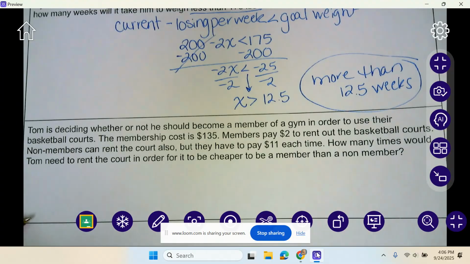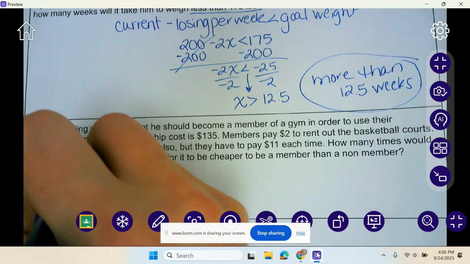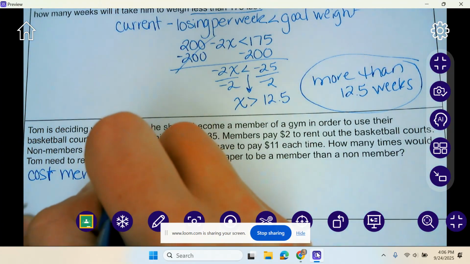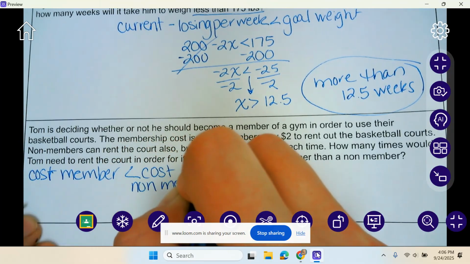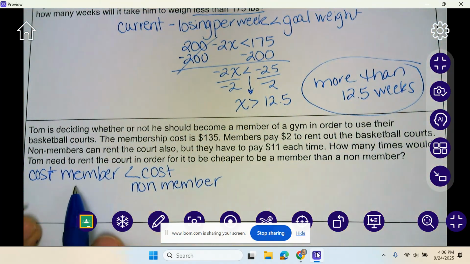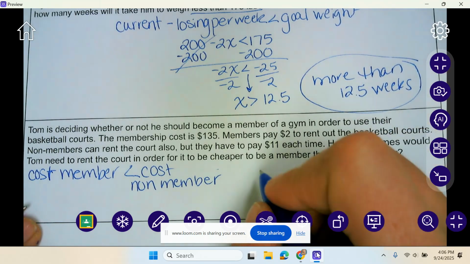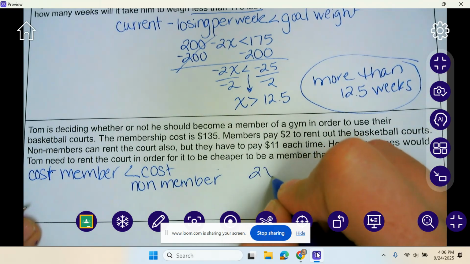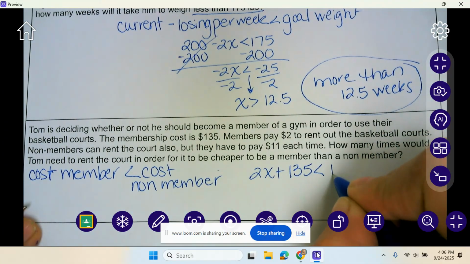Okay, so for this last one, we want the cost of the membership to be less than the cost of a non-member. Okay, to be cheaper, it has to be less. Okay, we're not asking for break even; it has to be less to be a member. Okay, so the cost of being a member is 2 for every time plus a flat 135, and then just to be a non-member is 11 per time.